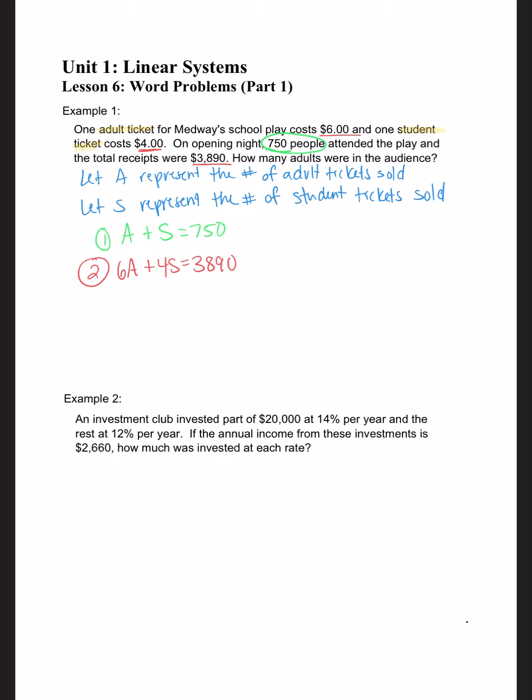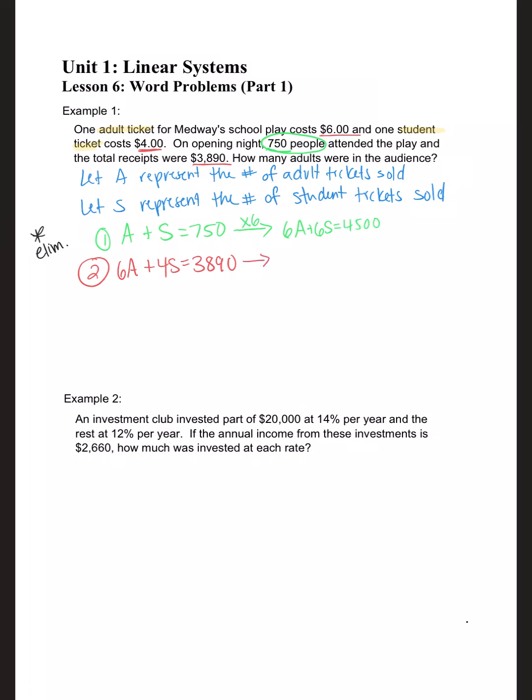All right, from there we should figure out which method we're going to use, substitution or elimination. And because we have the variables over the variables and the constants over the constants, let's use elimination. So we have to get the magnitude the same on one of these. I'm going to work to get the magnitude the same on my A variable. So I'm going to multiply this first equation by 6. So we're going to end up with 6A plus 6S. And then if we do 750 times 6, you should get 4,500.